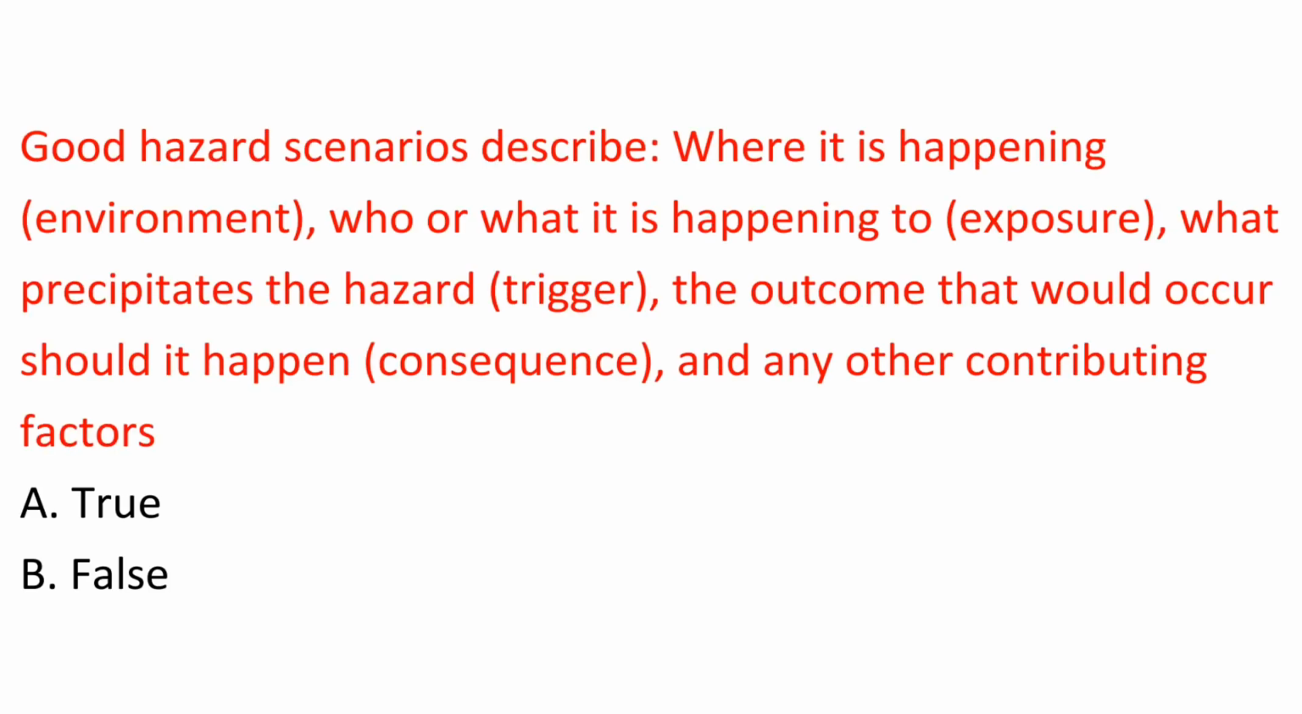Question. Good hazard scenarios describe where it is happening (environment), who or what it is happening to (exposure), what precipitates the hazard (trigger), the outcome that would occur should it happen (consequence), and any other contributing factors. A. True. B. False. Answer. A. True.